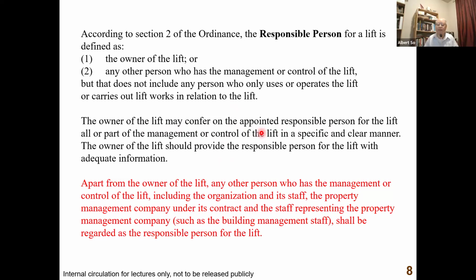So usually it's simple. The owner is a responsible person. The owner will hire a property management company, or do it himself, whatever. The property management company will maintain or operate the lift, and then this property management company will hire a registered lift contractor to maintain the lift. And then the registered contractor will hire engineers and workers to actually carry out the work. So these are the steps.